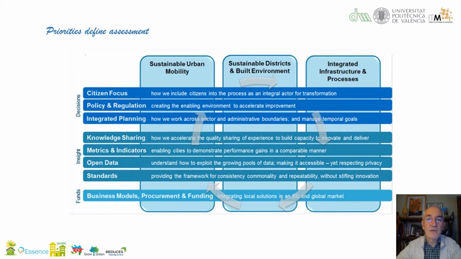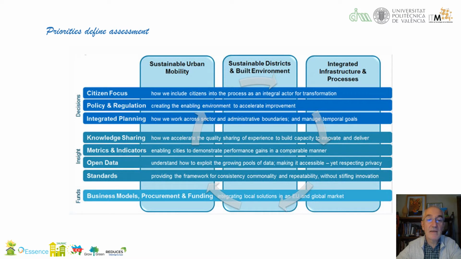First, we have to understand the main topics for the assessment. One is related to mobility within cities, sustainable urban mobility. Second is the districts and the built environment, actually the hardware, the city itself, and then the infrastructure and processes and things that are happening within the city. Mobility, people and their activities, and the hardware, the buildings.